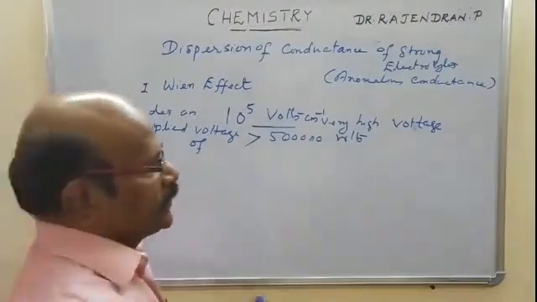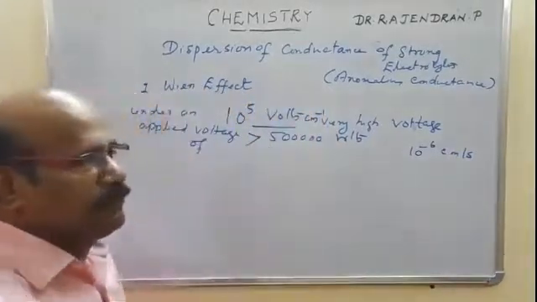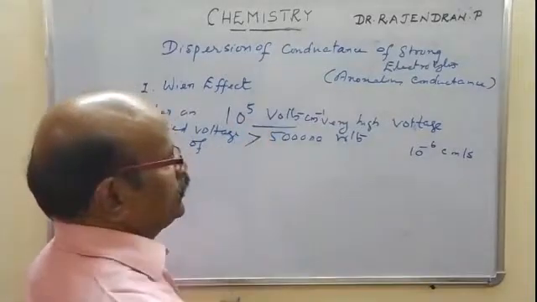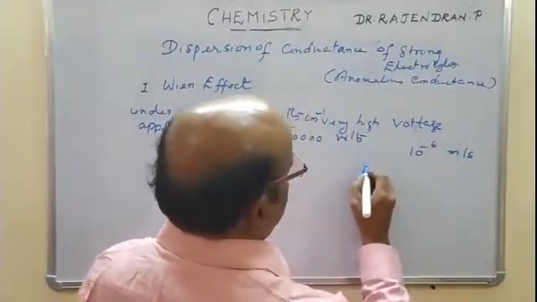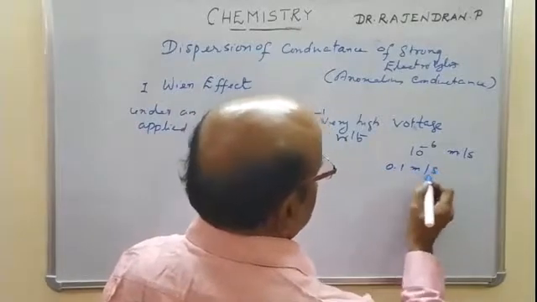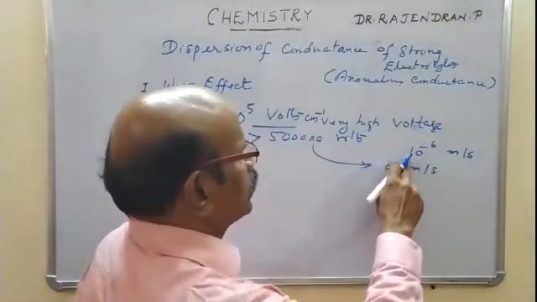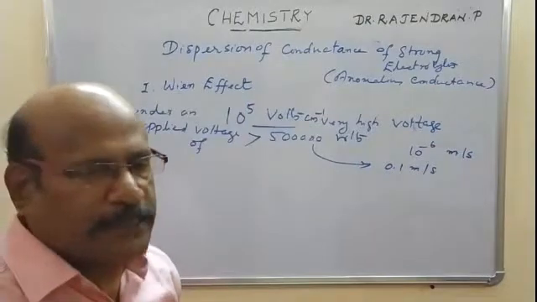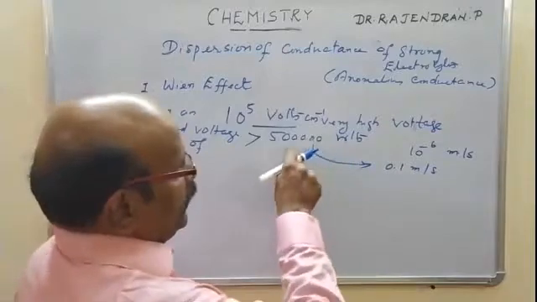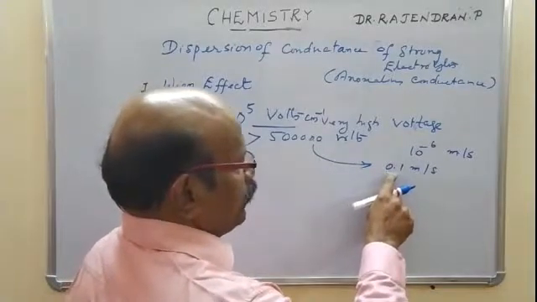Usually the ionic mobility is of the order of 10 raised to minus 6 centimeter per second. That is the usual mobility of the ion, but under a very high voltage of 10 raised to 5 volts per centimeter, the ion attains a high speed of 0.1 meter per second. Normally the ionic mobility is considerably small, of the order of 10 raised to minus 5, and a somewhat higher speed is shown by the H plus ion. The explanation I will give later. But when we apply a high voltage of 10 raised to 5 volts, the ion attains a very high speed of 0.1 meter per second.